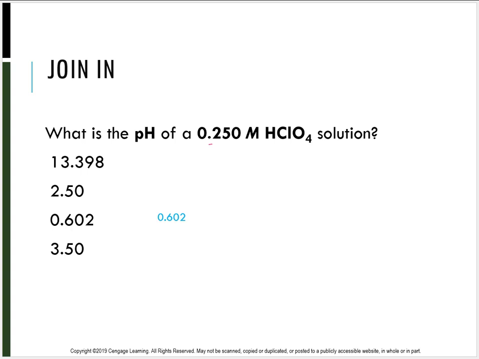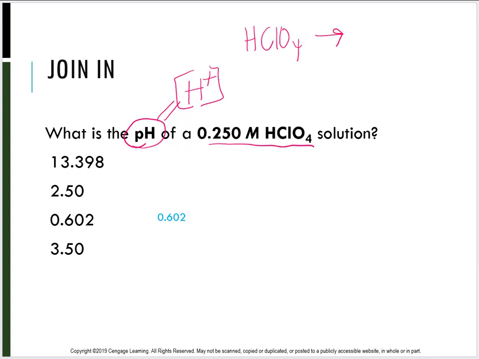I have 0.25 molar HClO4. Now remember, for pH, we want the H+ concentration. So if I've got HClO4, this is in solution, I'm going to have H+ and ClO4-. And how many H's are there? 1. So in 1 mole of HClO4, there's 1 H+ and 1 ClO4-.